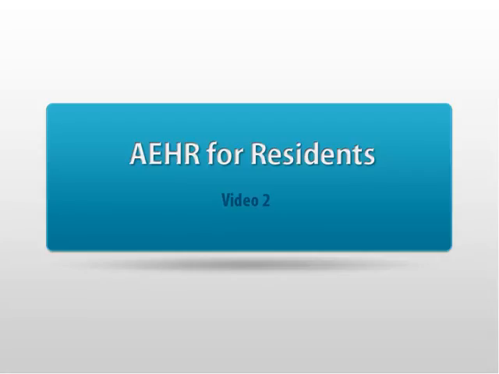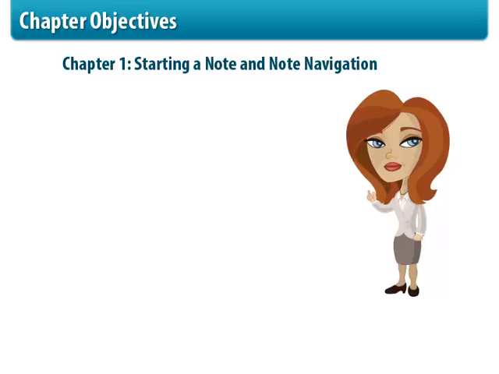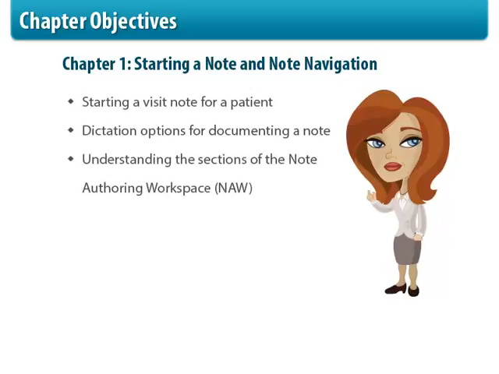This course is intended as initial AEHR training for residents. This video is video number 2 in a series of 4 and is divided into a series of 4 chapters. This first chapter will introduce you to the process used to create a note in AEHR. In addition to showing you how to create a note, this chapter will also discuss dictation options available to help you document your note. Finally, this chapter will explain what information you will find in each of the sections of the note authoring workspace.